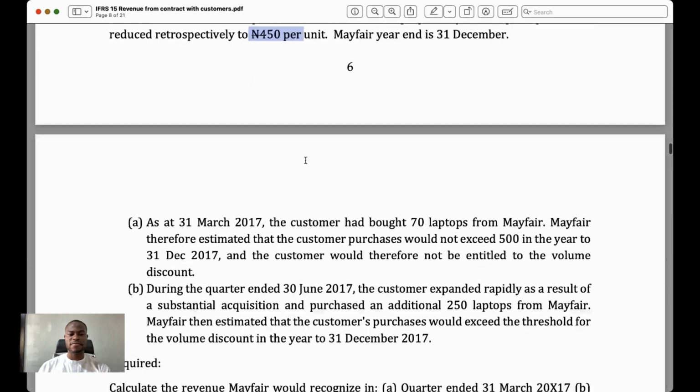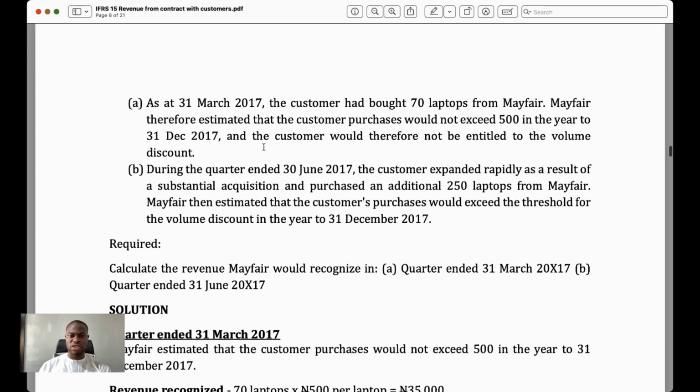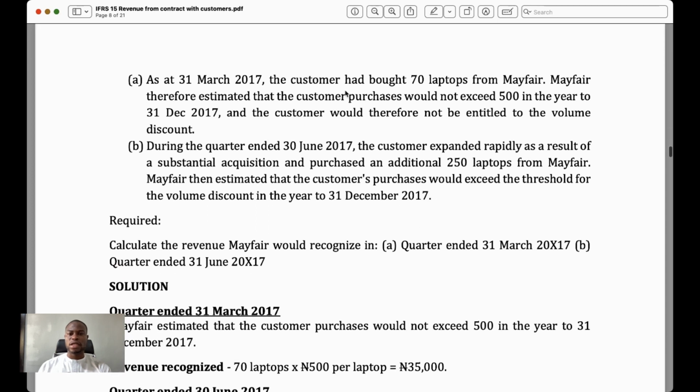Okay, so let's see. As at 31st March 2017, the customer had bought 70 laptops from Mayfair. Mayfair therefore estimated that the customer's purchases would not exceed 500 in the year to 31st December 2017, and the customer would therefore not be entitled to the volume discount. Okay, that is in March.